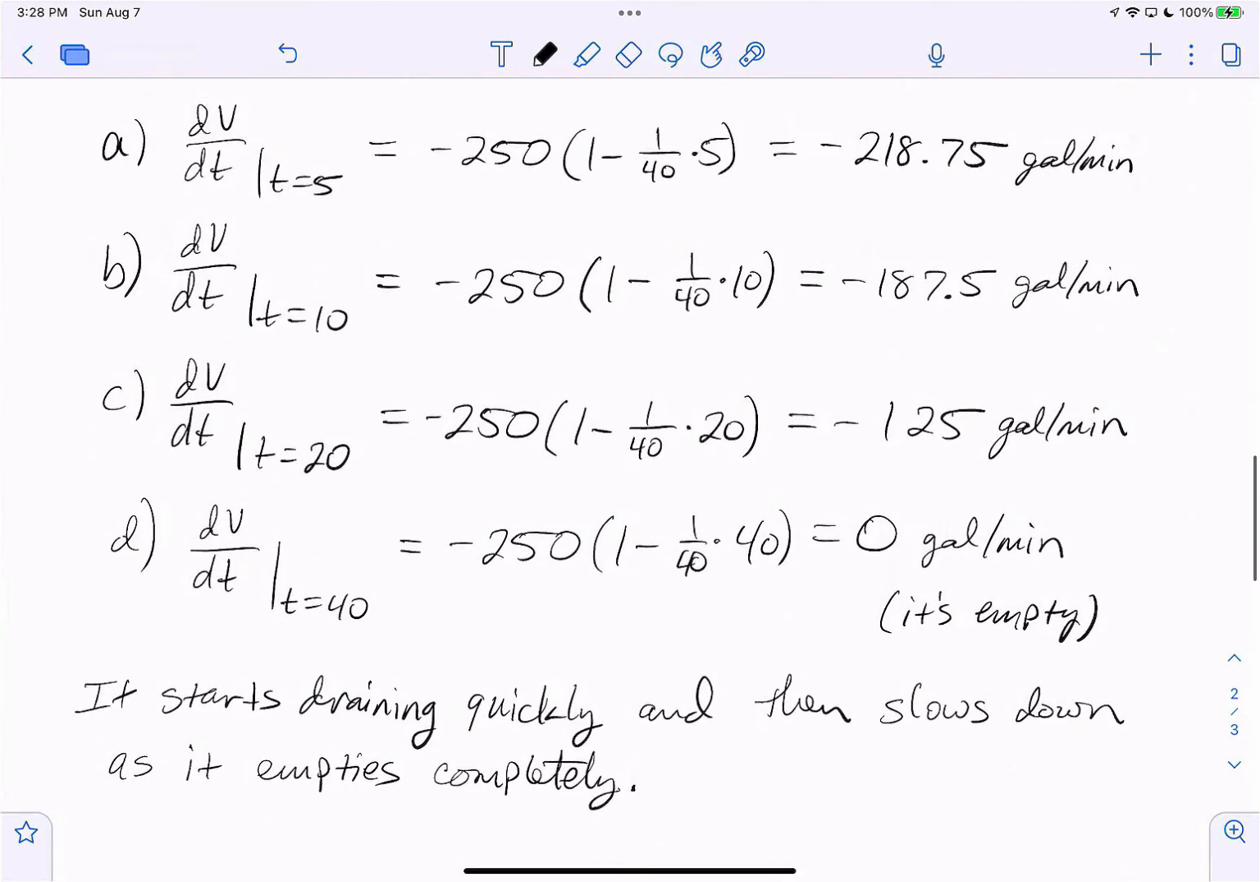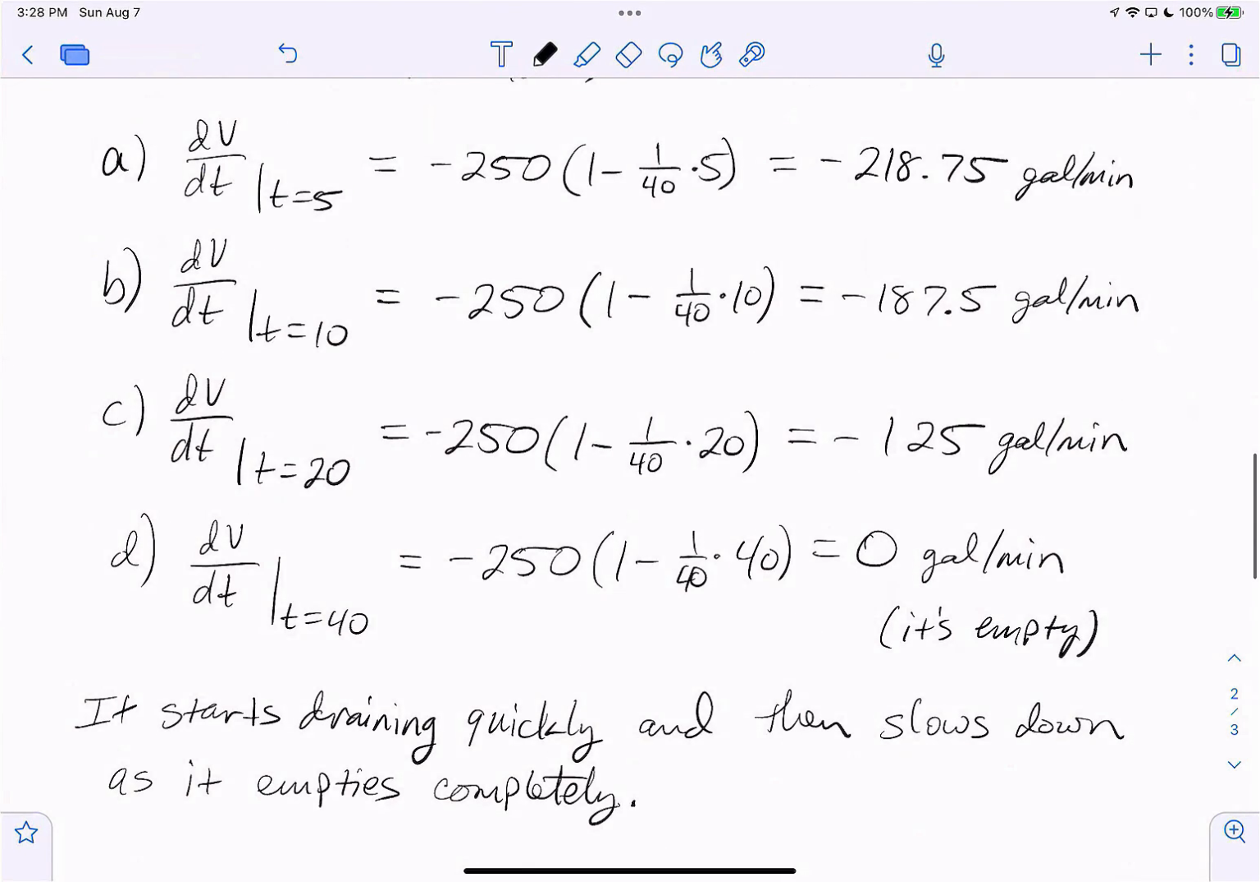Well, Torricelli here is the one who figured this out, and this is the calculus that tells you what's going on.